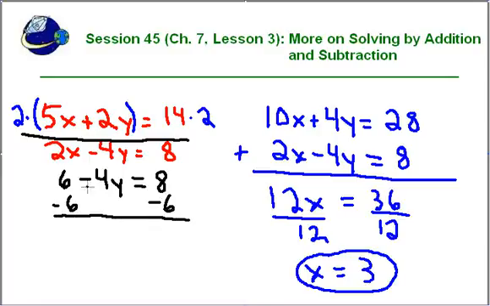So a positive 6 minus 4y minus a 6 is going to cancel out our 6's here. That just leaves us with minus 4y on the left. Then over here on the right, 8 minus 6 is 2. We're now left with minus 4y equals 2. To undo the multiplication by minus 4, we need to divide by minus 4, so we need to divide the right side by minus 4 as well.